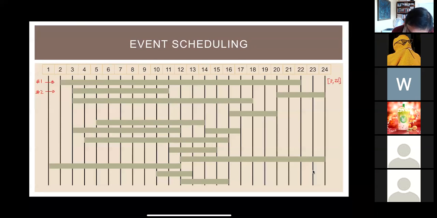Event number 2 starts at 3 and ends at 11. So we can represent it by an interval 3, 11, and so on. Okay. So there are all these events, and they all want to be scheduled. Each of these events is organized by some group, and every group wants that event to be scheduled. But we only have one room. So we cannot possibly schedule all of these events.